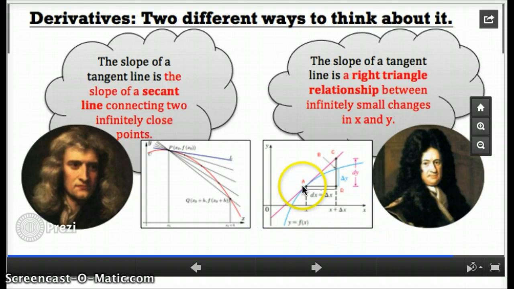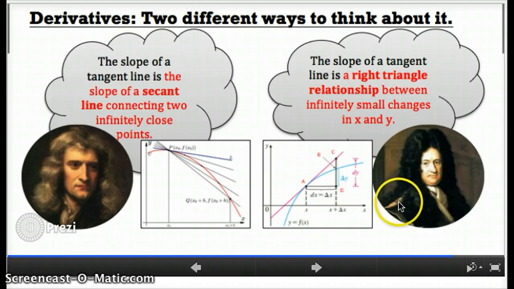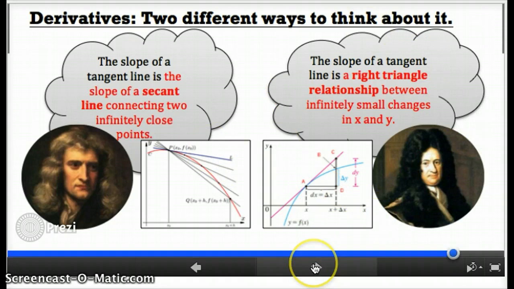Leibniz said, okay, I want to find the slope of a tangent line. And the slope of a tangent line is really a right triangle relationship between how x is changing and how y is changing. And you can see why both of these things end up giving us a slope. But the difference with Leibniz's method is that Leibniz really was focusing on the fact that a slope has two components, a change in x and a change in y, whereas Newton didn't really think about the two things separately. He just thought about the slope altogether. Well, differentials are related to the way that Leibniz thought about derivatives.